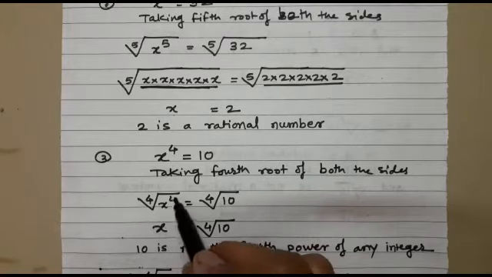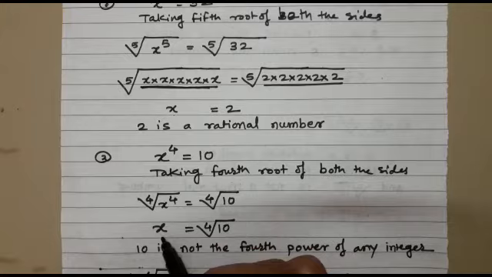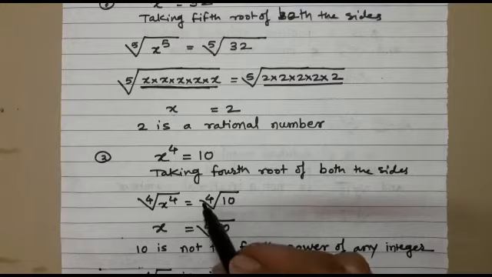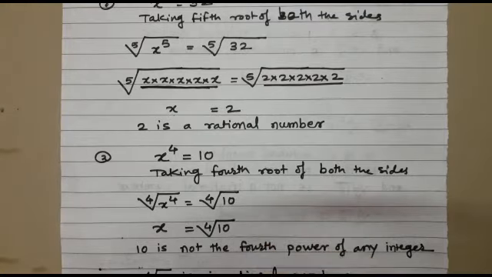The fourth root of x raised to 4 is x. But 10 is not the fourth power of any number or any integer. That's why it remains in the fourth root. x is equal to fourth root of 10. 10 is not the fourth power of any integer. That's why it is irrational. Fourth root of 10 is irrational number.